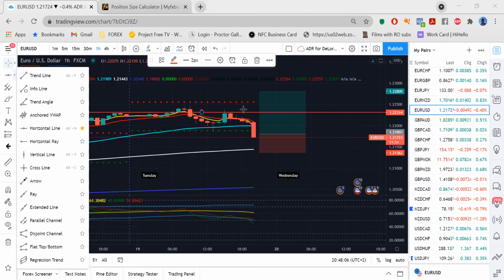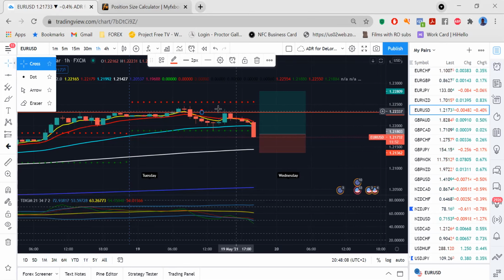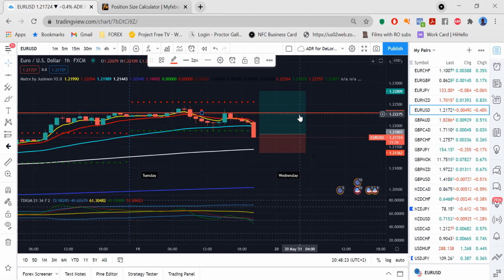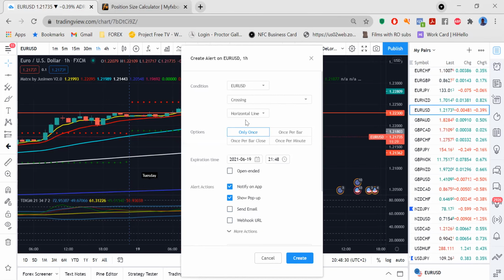Now, what do I do with this line? When you drop the line, this menu shows up. First of all, you can correct it and make it really precise. So 22,300. So now it's exactly at the 50 mark. Okay. And then you can click on this clock here, and add an alert.